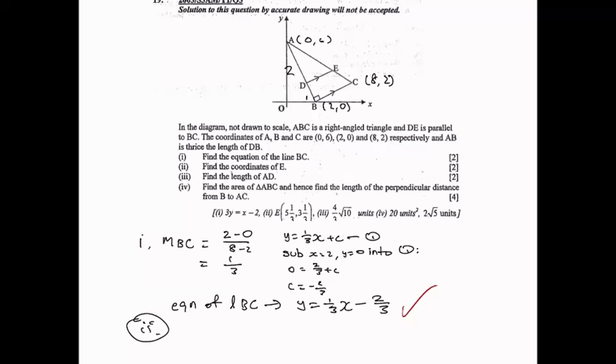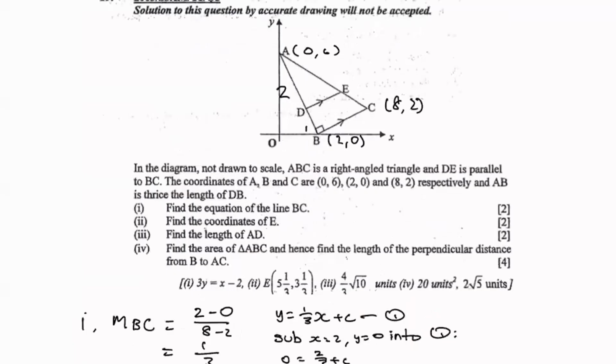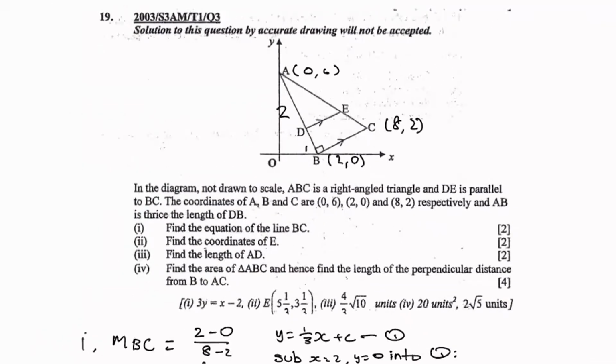Part 2, find the coordinates of E. Ratio question again. Let's read the question. So ABC is a right-angled triangle. DE is parallel to BC. Coordinates of A, B, C are those 3 points respectively, and AB is thrice the length of DB.